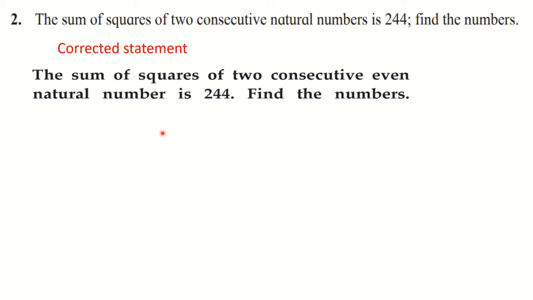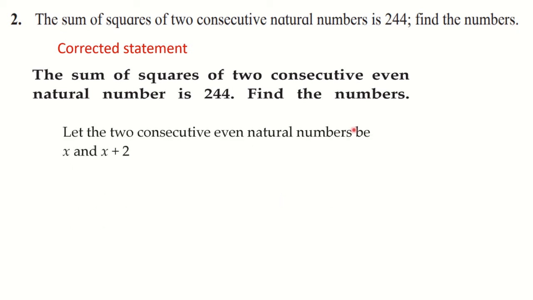See, the natural numbers are what? 1, 2, 3, 4 and so on. But when we think of even numbers, they are 2, 4, 6, 8, 10 and so on. And the difference between them is always 2. So if the first number we are taking as x, the next number has to be x plus 2. So write down that as the first statement, that let the two consecutive even natural numbers be x and x plus 2. Since they are even, you have to write down x and x plus 2.